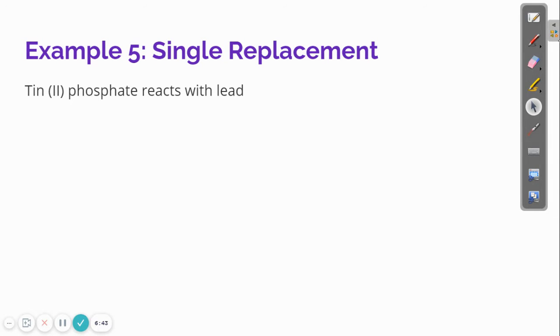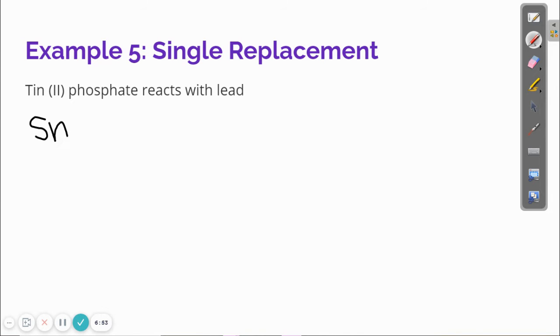Okay, another single replacement. In this single replacement, I've actually written out the word formula, and we're going to come up with the formula and then switch it. So I have tin 2 phosphate reacts with lead. So tin is Sn, and it's 2. Phosphate is PO4 with a -3, and it's going to react, which means plus lead, which is just Pb. Because lead is by itself, we just write the formula.